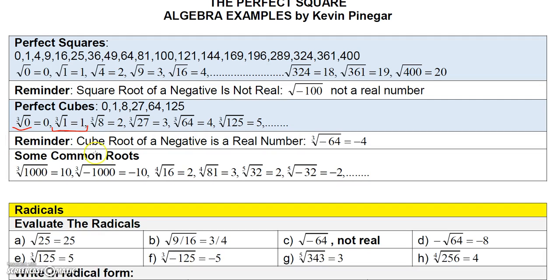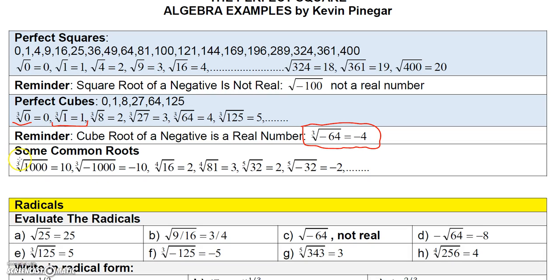Now, you can take the cube root of a negative number. The cube root of a negative number is a real number. So if I wanted to take the cube root of negative 64, I could. It's just going to be negative 4, because negative 4 times negative 4 times negative 4 is negative 64.